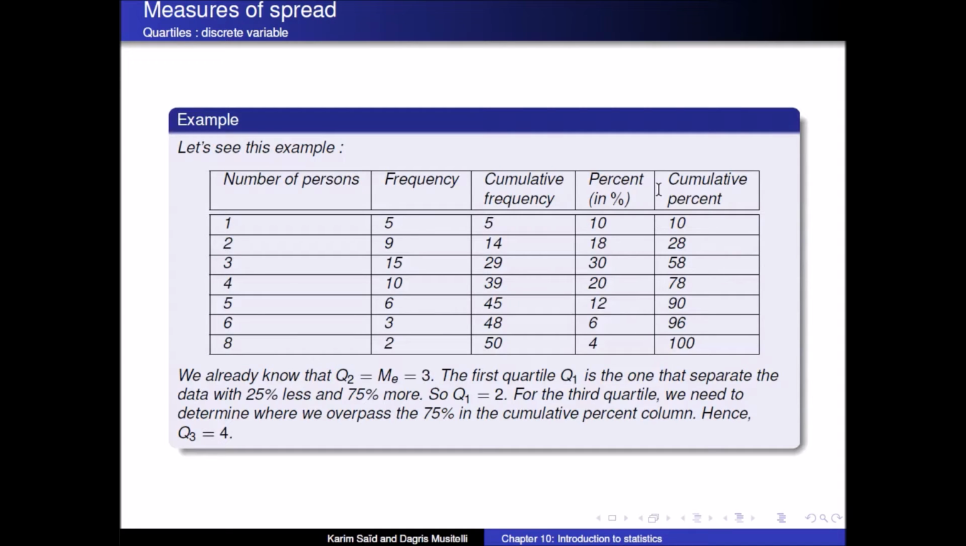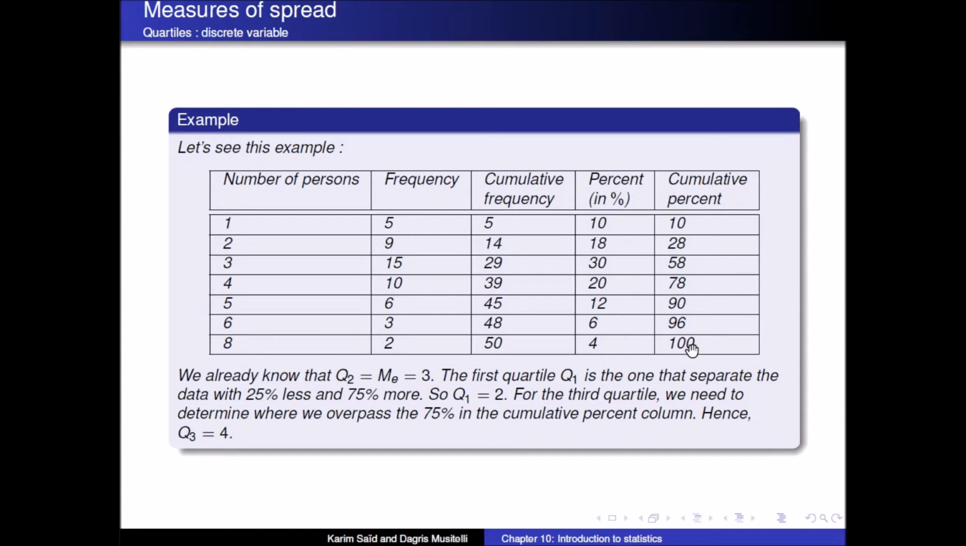To be able to compute the quartile, we can use the cumulative percent column. You will see it's very easy. So you have a number of persons here, the frequency: 5 people, 5 times 1 person, 9 times 2 persons, 15 times and so on. We can compute the cumulative frequency, we just accumulate the values. The percent, do you remember, is the frequency divided by the total, so 5 divided by the total is 10%, 18%, and so on. And then we can construct the cumulative percent column.